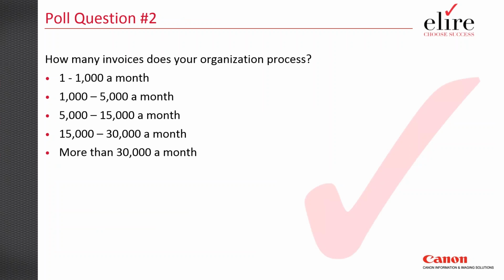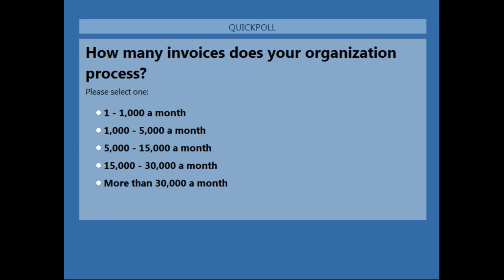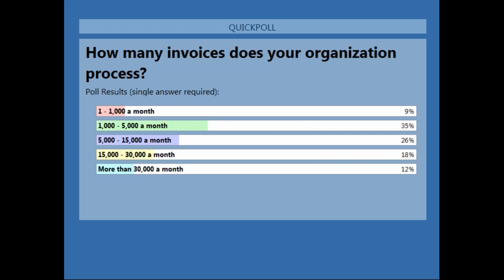All right, that brings us to the second poll of the webinar. How many invoices does your organization process? 1 to 1,000 a month, 1,000 to 5,000 a month, 5,000 to 15,000 a month, 15,000 to 30,000 a month, or more than 30,000 a month? We'll give you some time to answer here. It looks like the majority of you are 1,000 to 5,000, but still quite a few that have the 5,000 to 15,000 as well.